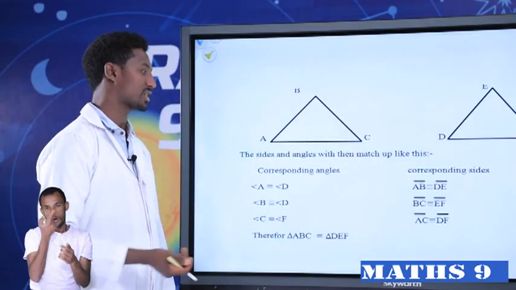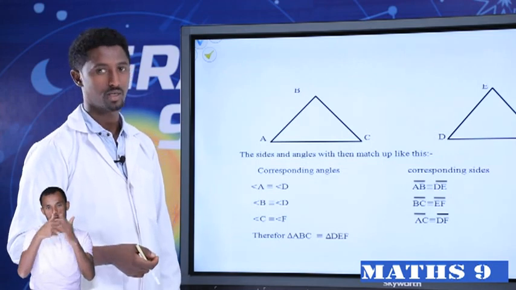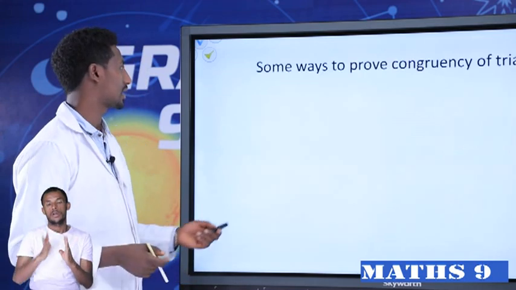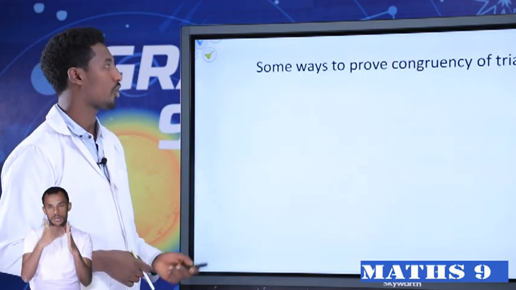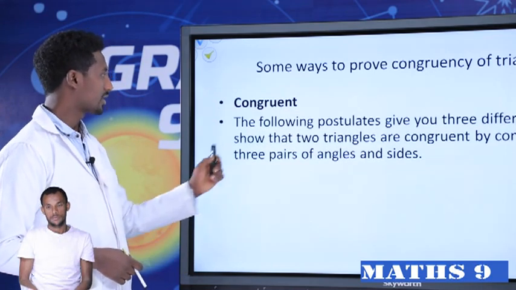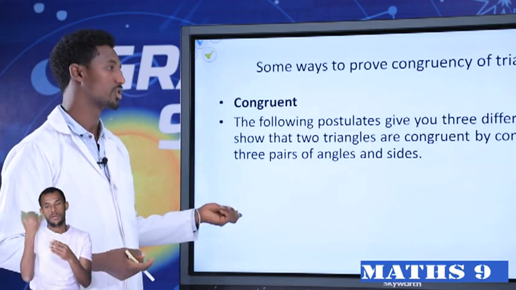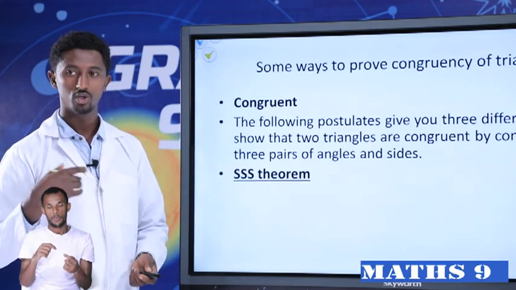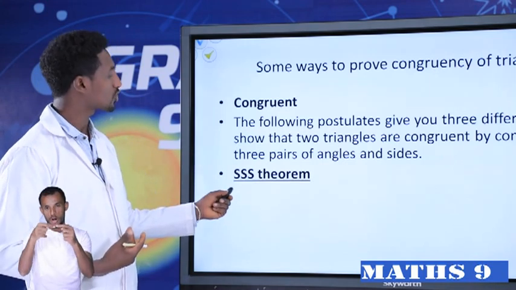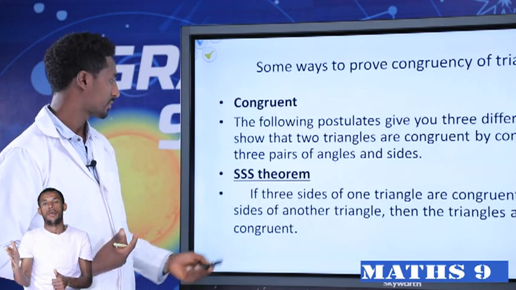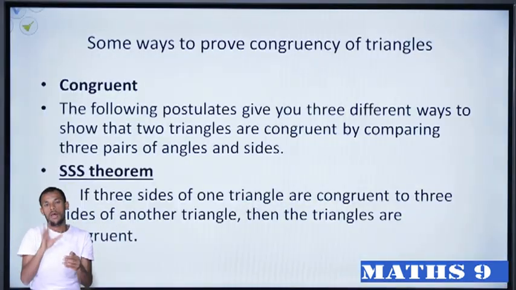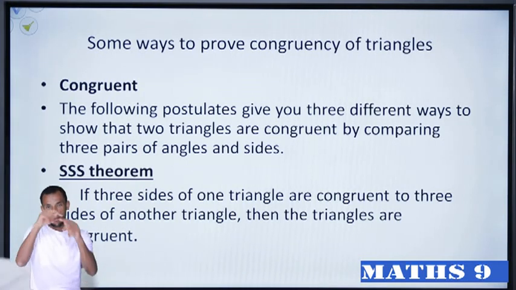But it's not always necessary to show all 6 parts. There are theorems which will simplify this procedure. So let's see some ways to prove congruency of triangles. The following postulates or theorems are used to show whether a given pair of triangles are congruent or not. The first one is the side-side-side congruency theorem. If 3 sides of one triangle are congruent to 3 sides of another triangle, then the two triangles are congruent.